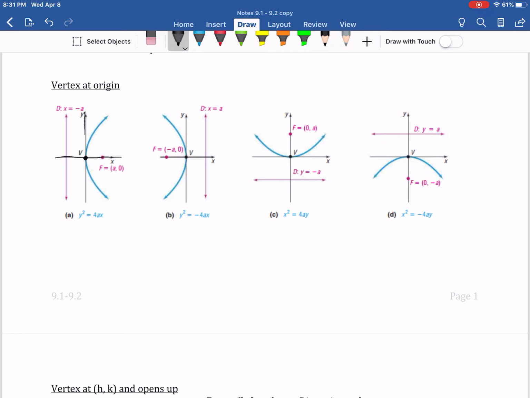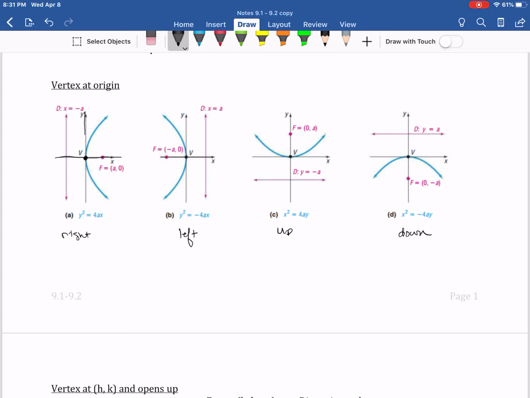So the first parabola, for graph A, you see it's opening to the right. And in graph B, the parabola opens to the left. Graph C, the parabola opens up. Graph D, the parabola opens down. Let me catch up. This goes right. This one goes left.